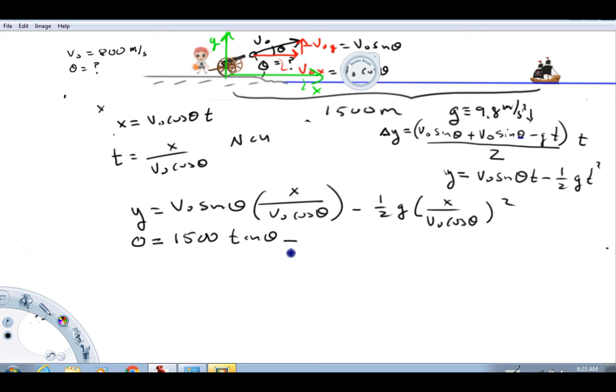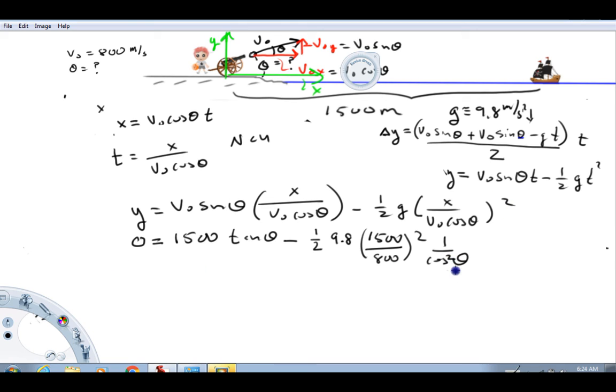minus, okay, numerically now, the g is known, the x is known, the v sub o is known, so what I'm going to do is just put those values in. 1/2, g is 9.8 meters per second squared. Now this term right here, x over v sub o, is going to be 1,500 over v sub o, which is 800. And don't forget that that quantity is being squared, x squared, v sub o squared. And then we're going to have times 1 over cosine theta. And that cosine theta, again, is being squared because of this term right here.